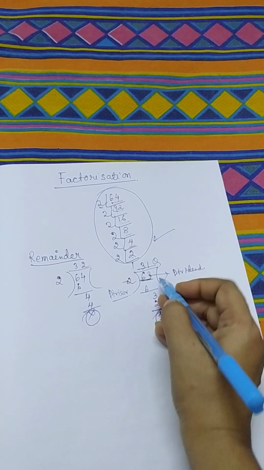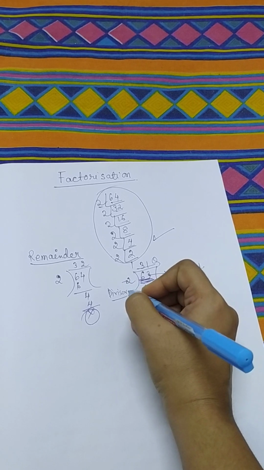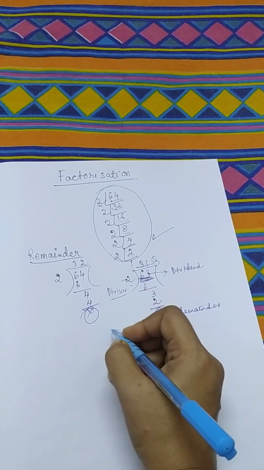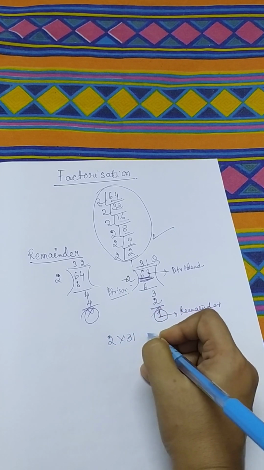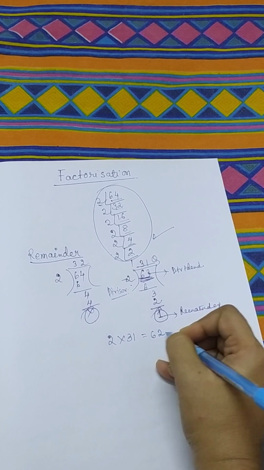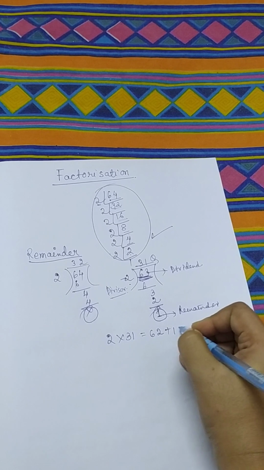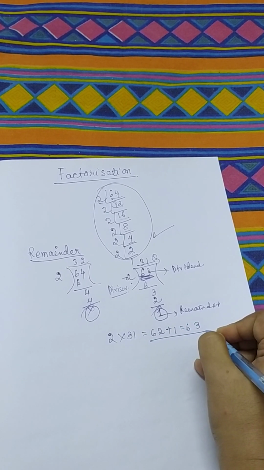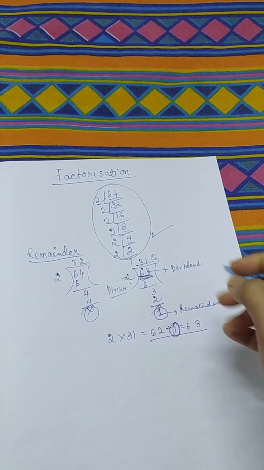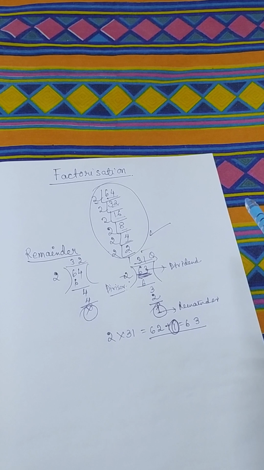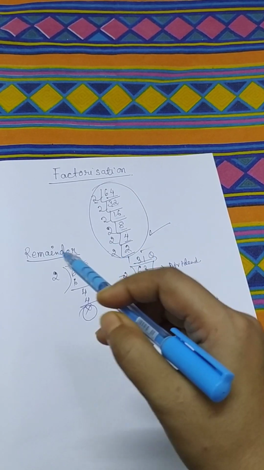Right. To get 63, what will we do? We will multiply divisor and quotient. So if I multiply divisor and quotient, I will get 2 into 31, that is 62, and we have to add the remainder with it. That means plus 1, that is 63. So this remainder is very important in case of factorization also, when we do factorization in algebraic format.